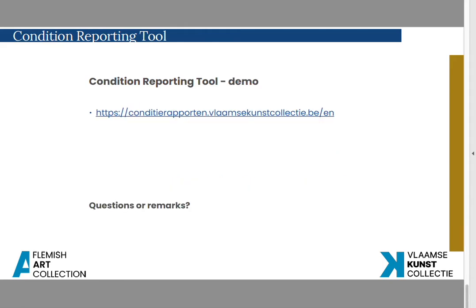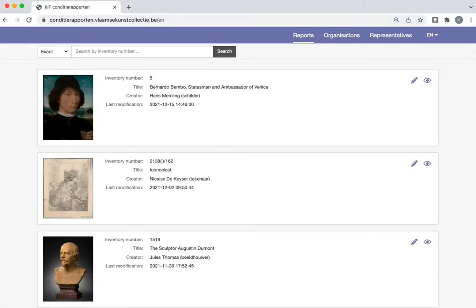Here you see the link where you can find the interface and the condition reporting tool, and now we are going to show you the tool itself. Here you see the interface of the condition reporting tool. In the final version, it is intended that the condition reports can only be viewed and created by a user of the museum who has been authenticated, but this tool is currently open and has no authentication to allow it to be used as a demonstration platform.